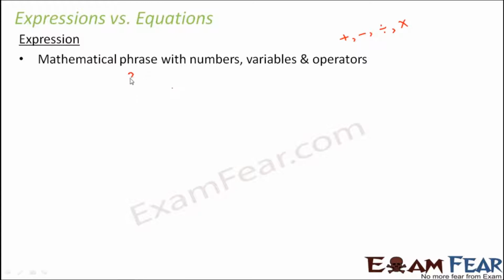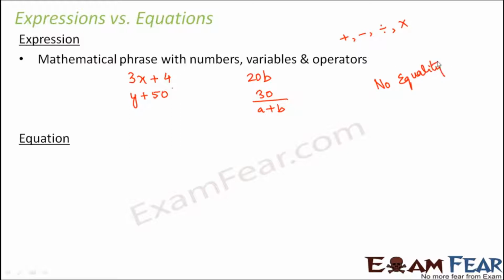Examples of expression would be 3x plus 4. This is an expression. Y plus 50 is also an expression. 20b, this is an expression. You have constants, variables. 30 divided by a plus b, this is also an expression. So these are all examples of expression. In an expression, you really do not have an equality sign. There is no equality sign involved in an expression.